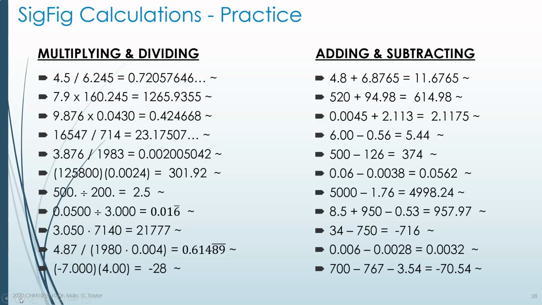Now, shown here are a lot of examples for you to practice, and I'm not going to go through every example, but I want you to note that on the left, these are multiplying and dividing, and on the right, these are adding and subtracting or combinations thereof. In each case, I've given you the answer that will come off of your calculator directly, but you have to provide the rounded answer. For example, 4.5 divided by 6.245, the first number has 2 SigFigs, the second number has 4 SigFigs, therefore we have to go with the less precise one of those, 2 SigFigs. So our answer of 0.72057646, etc., would just simply be rounded to 0.72.